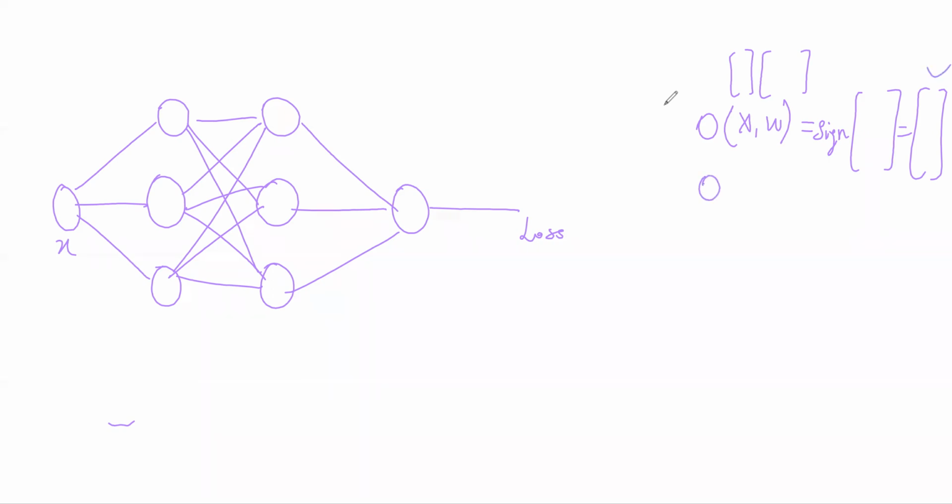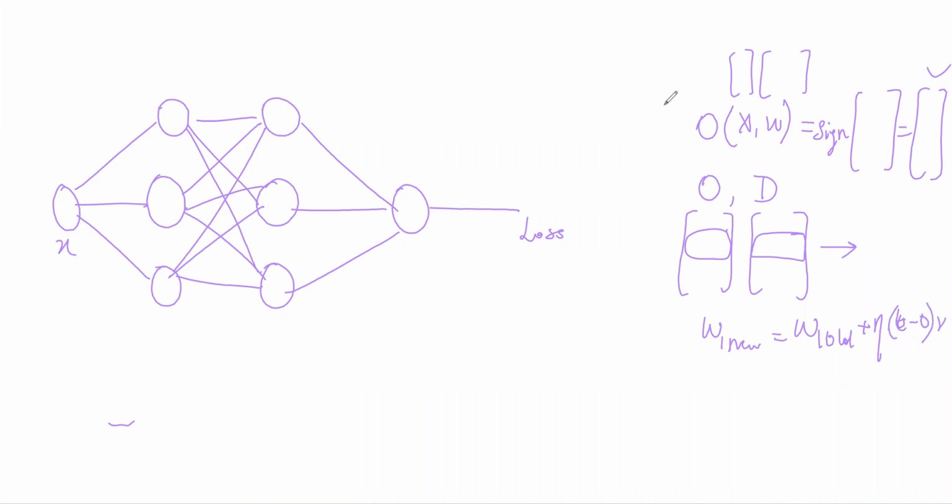So this is our output value. We had the target value called D. So we compared these two. Wherever we observed a difference between the output and the target, we updated the weights using the perceptron training rule, which is Wi new is equal to Wi old plus the learning rate times (t minus o) times xi. Right? This was the perceptron training rule that we used to update the weights.